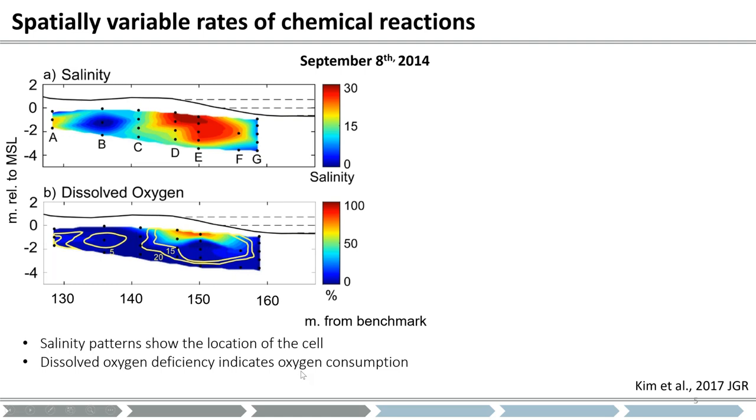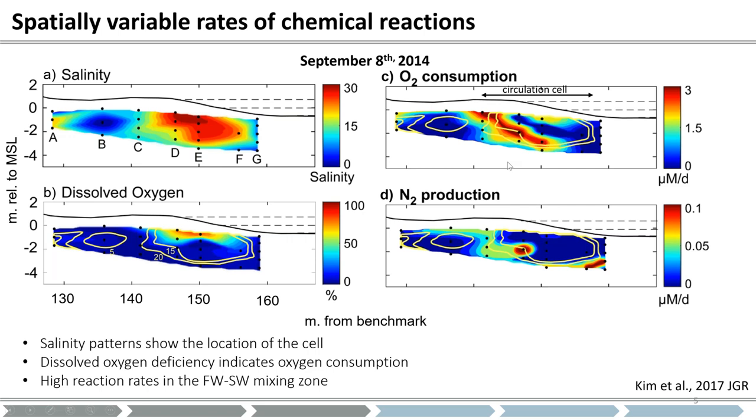If you look at reaction rates, you're seeing that reaction rates are spatially variable. So for example, oxygen consumption is very high along that landward edge of the freshwater seawater boundary. And that's because the seawater comes in with high oxygen availability and it discharges along this flow path. And so you're seeing this relationship between groundwater flow path and also reaction rates.